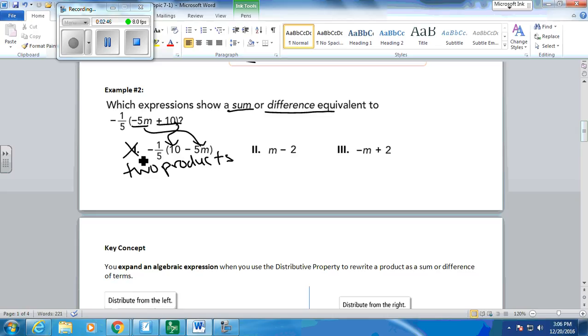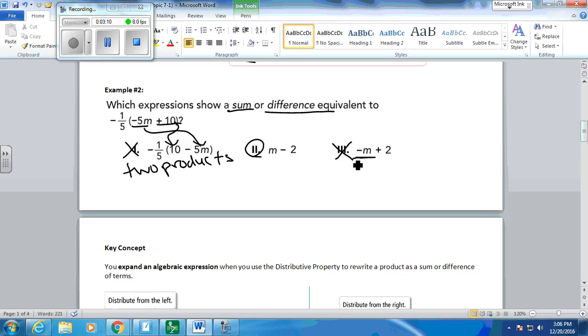That shows two products. On this one, when you are multiplying negative 1/5 times negative 5, you get a positive m. 1/5 of 5 is 1, so you get positive m, so that's why m minus 2 would be equivalent here. That one does show a difference. This one here is showing you a negative m, so that would not work.